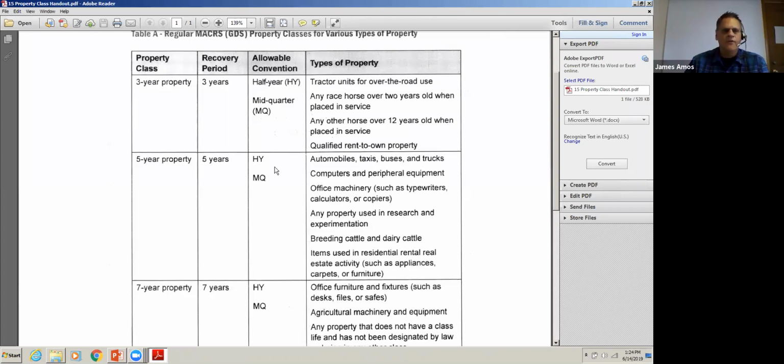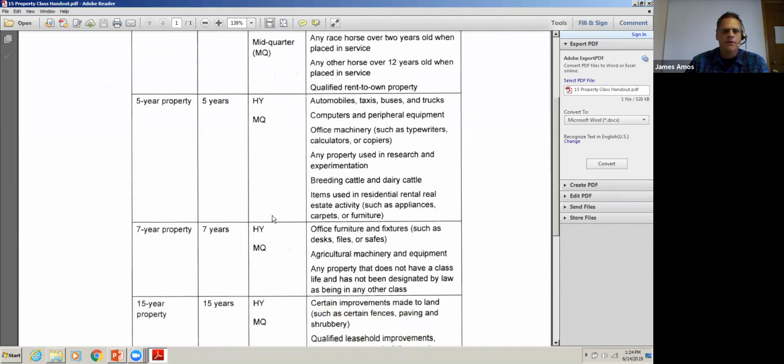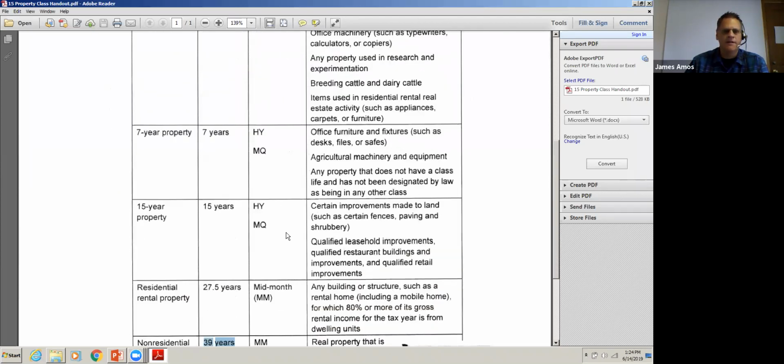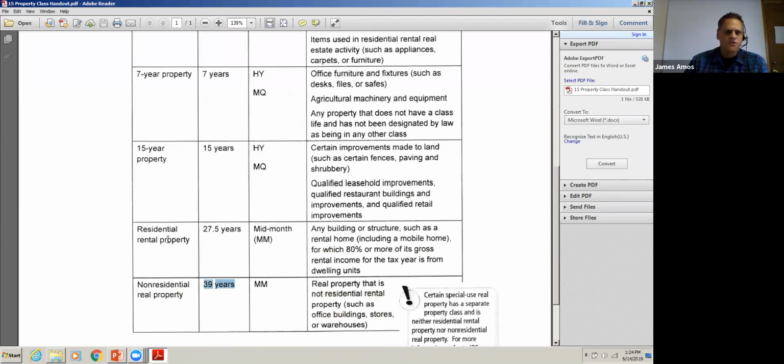Well, guess what? 5-year property is the same. 7-year property is the same. 15-year property is the same. Residential rental property. Remember the rule? What convention do we have to use for any real estate? Mid-month. Mid-month, that's right. So residential rental property, that's why it shows mid-month. Non-residential real property is also mid-month.